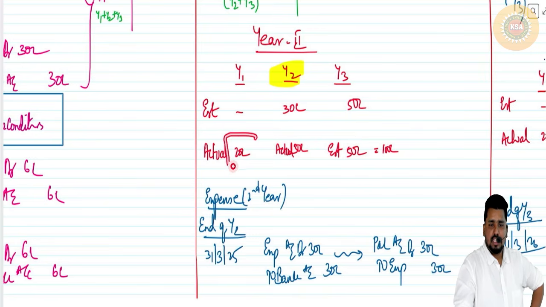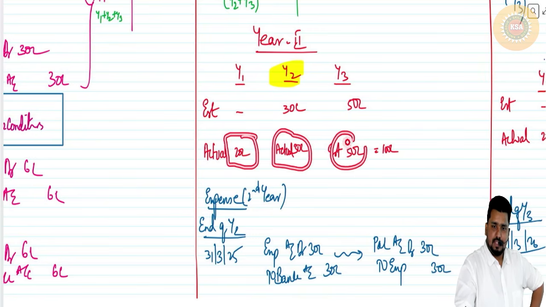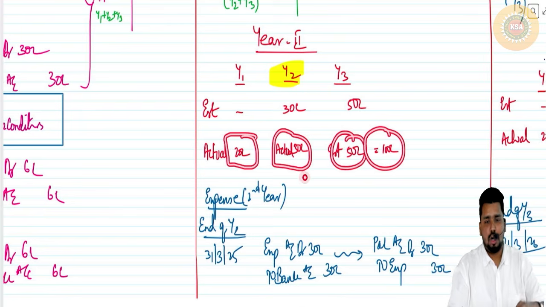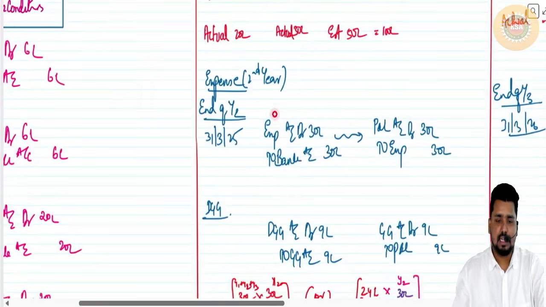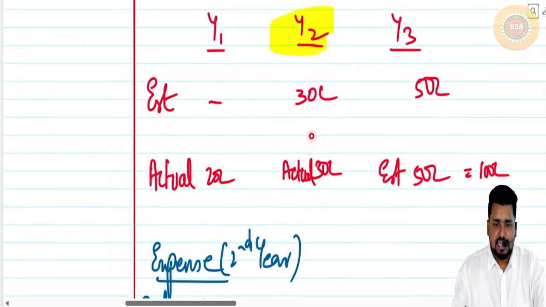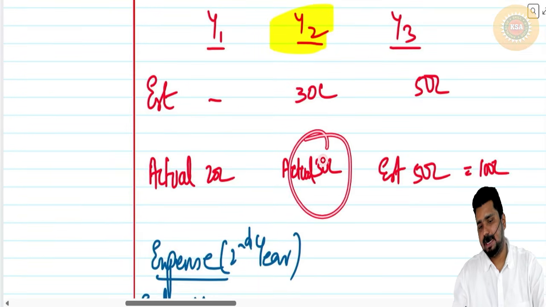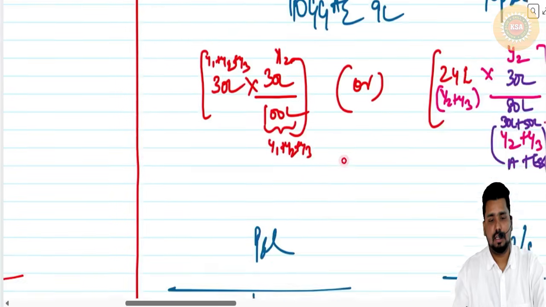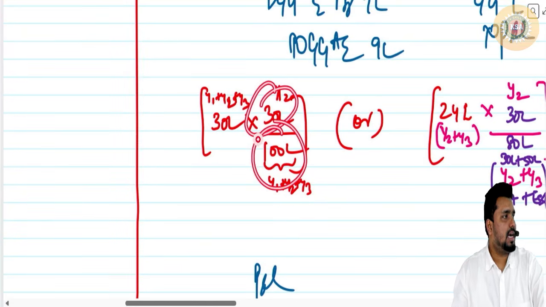So, what is total expense? 20 plus 30 plus 50. Total. Therefore, how much do we have to take? Correct? Total DGG was how much? In the 30 lakhs, how much are you spending in second year? Out of how much? Therefore, 30 divided by 100.